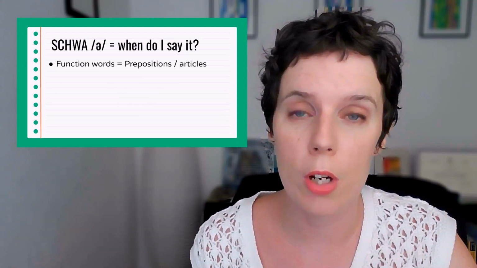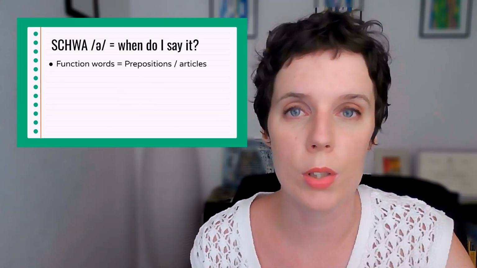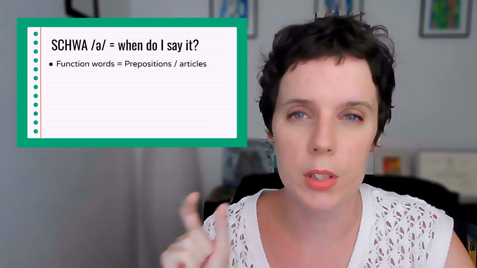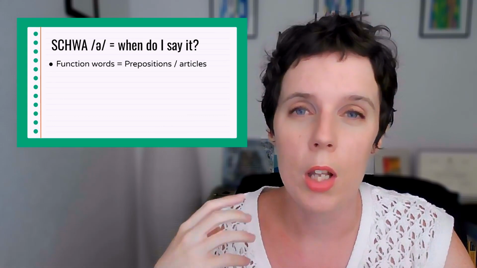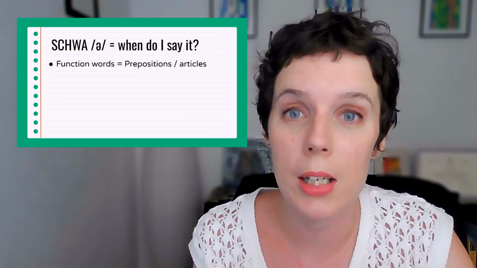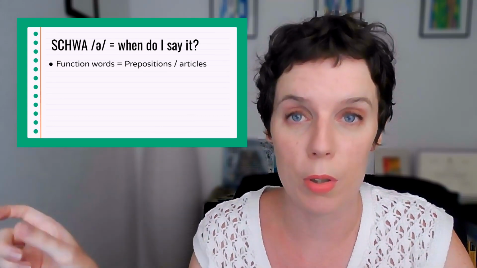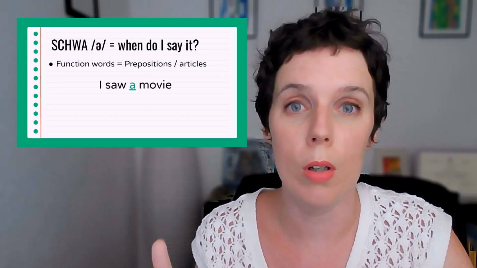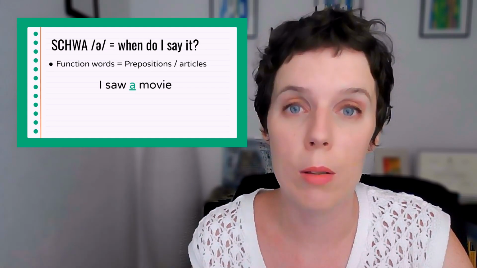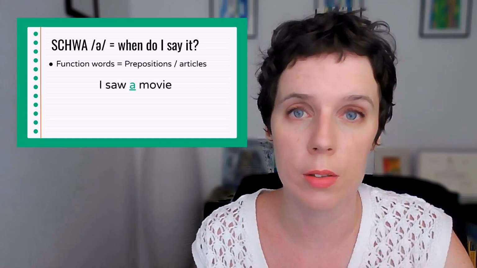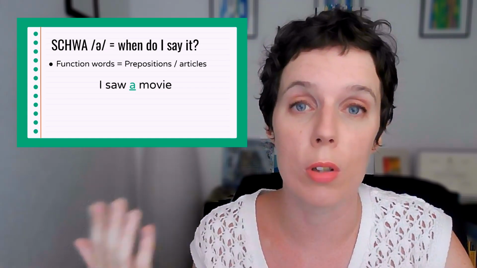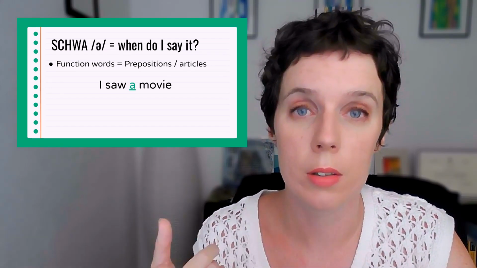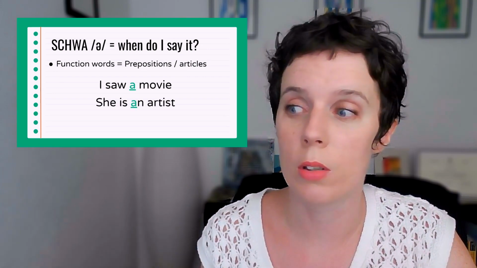Another way that it's generally used is in function words. So function words are things like prepositions, articles, very small little words that don't really have much of a meaning. They're just there to help your sentence function. Okay, for example, I saw a movie. Okay, not I saw a movie, I saw a movie. Again, repeat after me. I saw a movie.